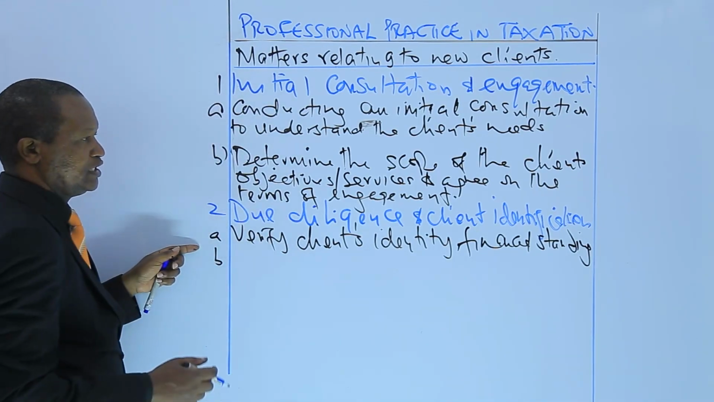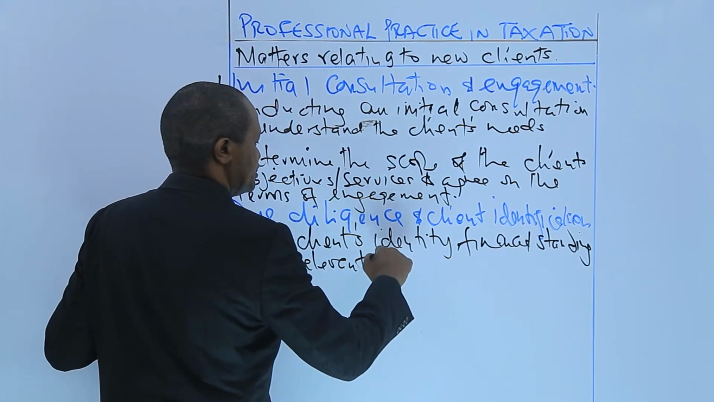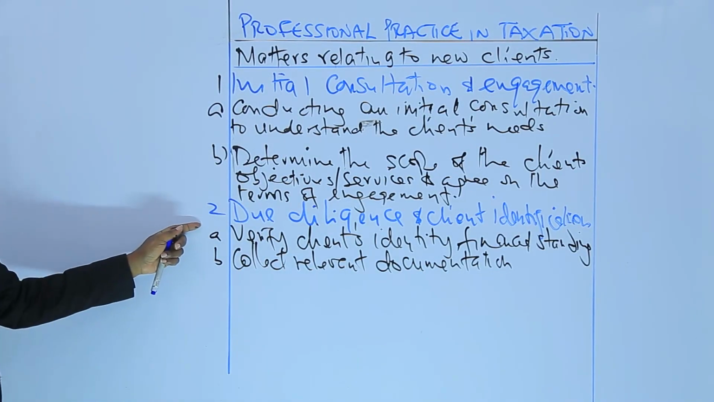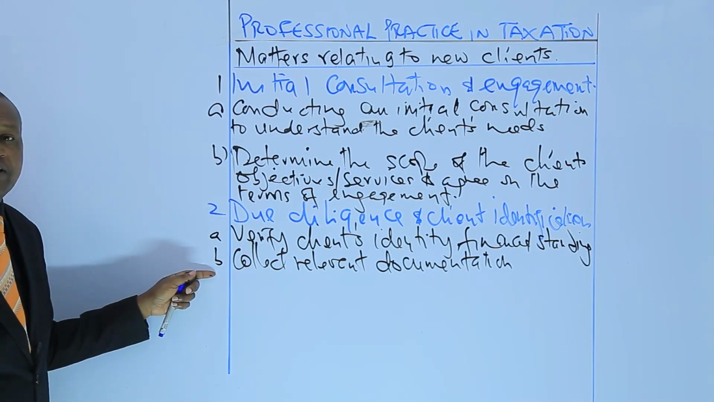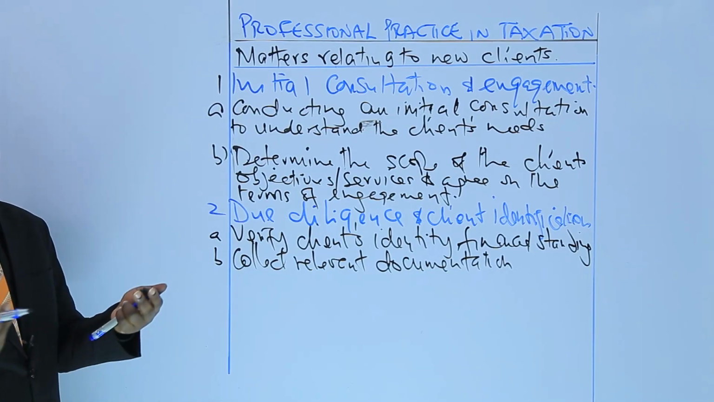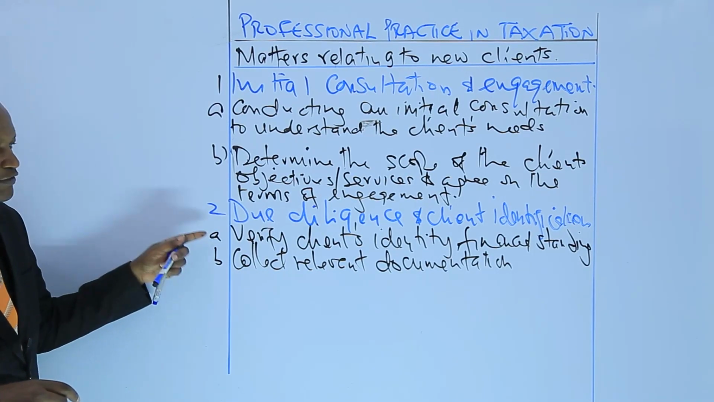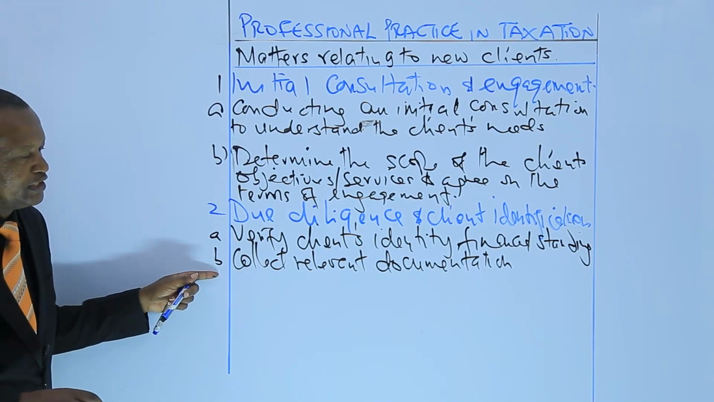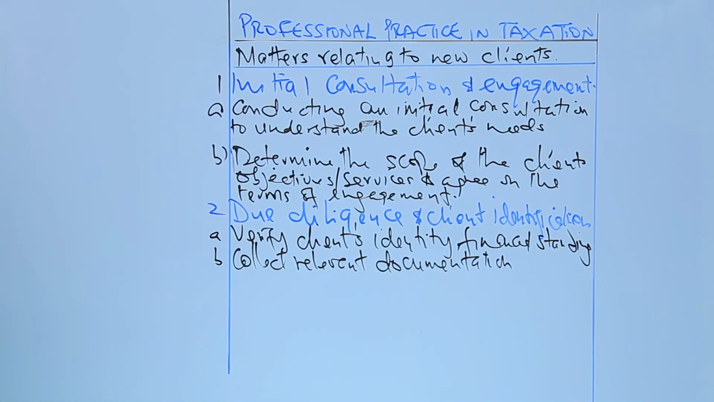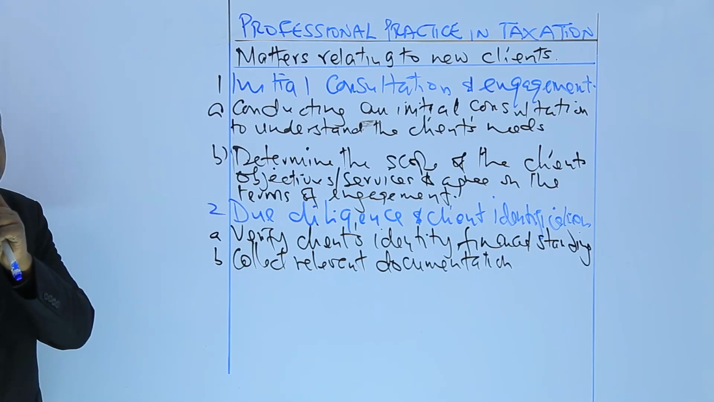The other purpose for due diligence is to collect relevant documentation. Due diligence also enables the tax professional to collect the relevant documentation such as financial records, tax returns, legal documents, and so on. Due diligence: verify the client's identity, the financial standing, collect relevant documentation, and so on.